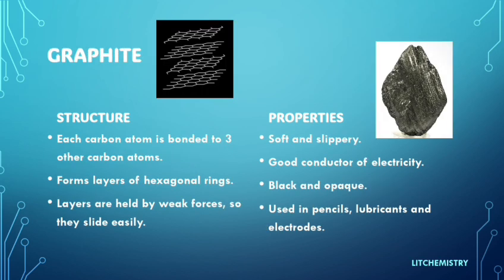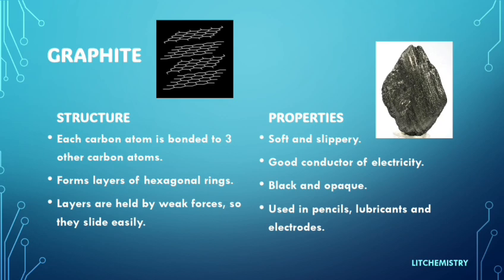Now look at graphite structure. Each carbon atom is bonded to 3 other carbon atoms, forming layers of hexagonal rings. Layers are held by weak forces, so they slide easily. This is a very important point here. Properties: soft and slippery, good conductor of electricity, black and opaque, used in pencils, lubricants and electrodes.